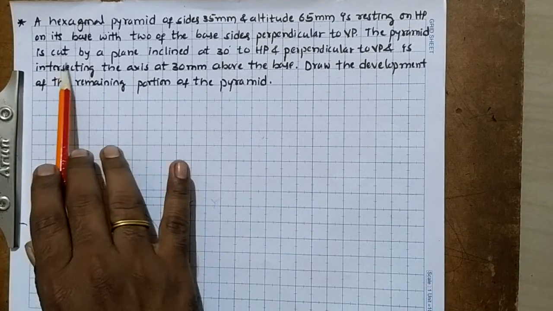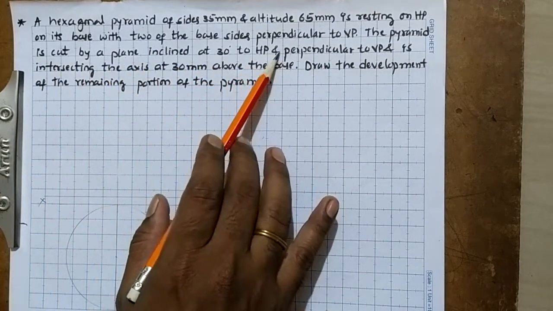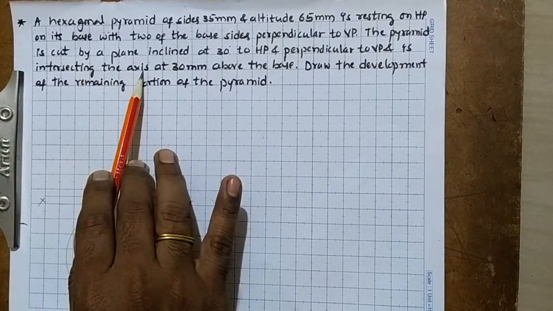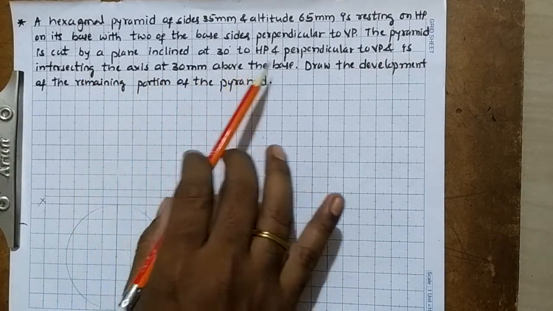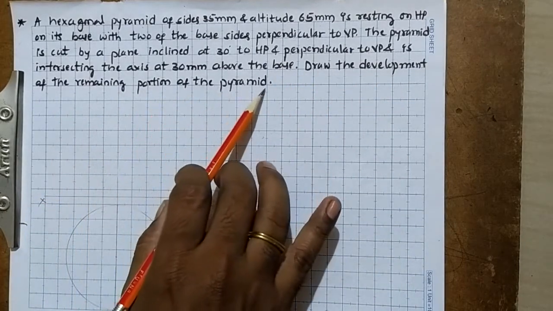The pyramid is cut by a plane inclined at 30 degrees to HP and perpendicular to VP, and is intersecting the axis at 30 mm above the base. Draw the development of the remaining portion of the pyramid.